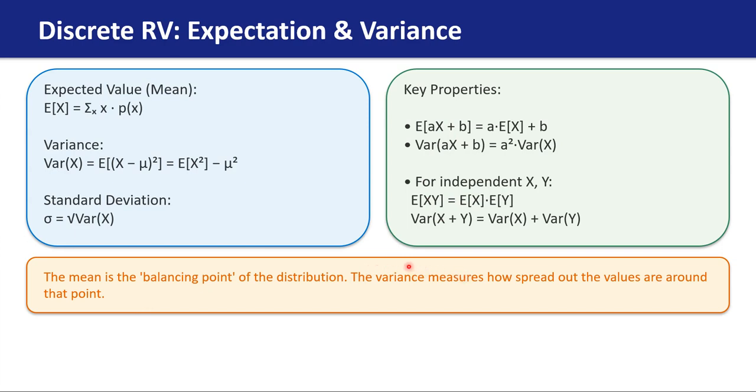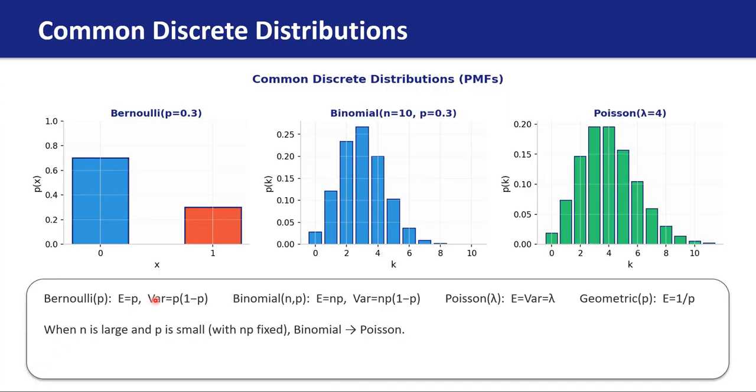Okay, if X and Y are independent, E of XY equals E of X times E of Y, and Var of X plus Y equals Var of X plus Var of Y. We will use these properties all the time in proofs later. There are some common discrete distributions that you will see again and again.